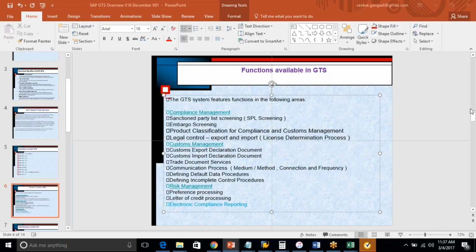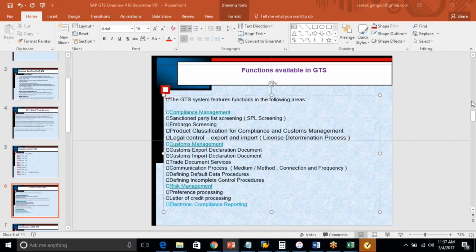The system is more capable, and the GTS system also has the capability of connecting to any automated system, Atlas or AES or NCTS or any automated system. We can connect our SAP GTS system directly in order to have electronic communication. Okay, got it?